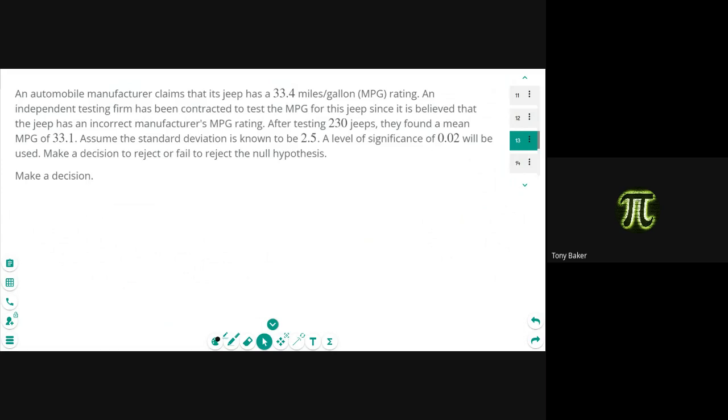All right, an automobile manufacturer claims a certain mileage for its Jeeps. An independent testing firm has been contracted to test it. After testing 230 Jeeps, they found a mean of 33.1. Assume the standard deviation is known to be 2.5. A level of significance of 0.02 will be used.